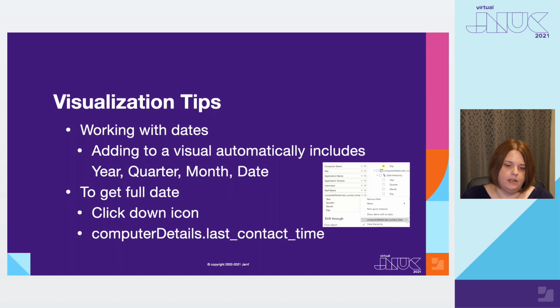Like, I don't need to see the quarter that this Mac was last communicated. So you can change the type or how it's displayed by clicking again on that down arrow in the visualization and changing it from date hierarchy to whatever that query name is.